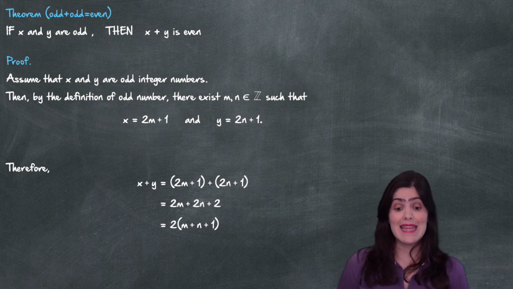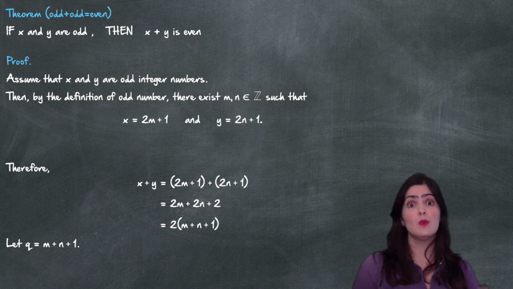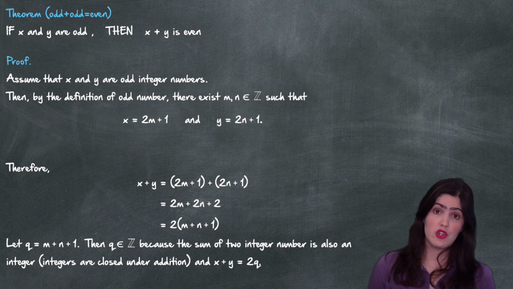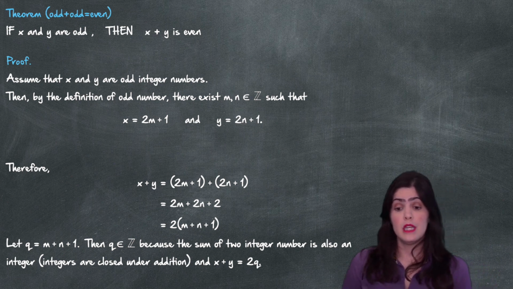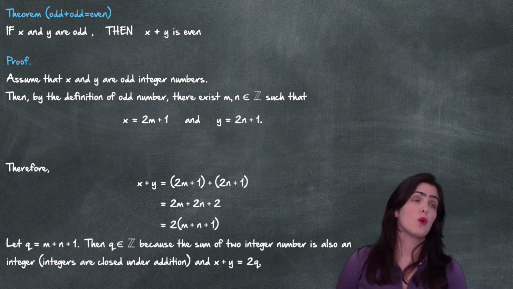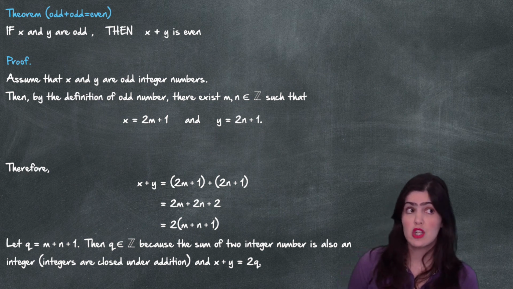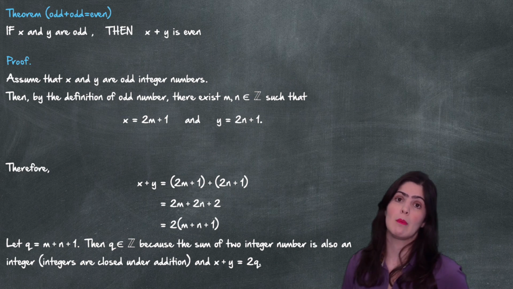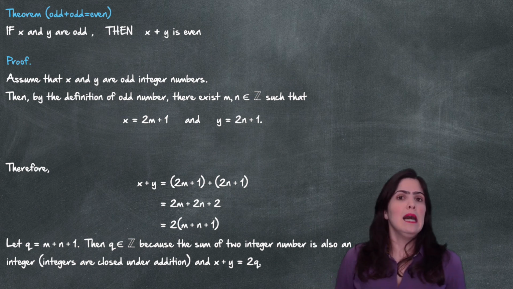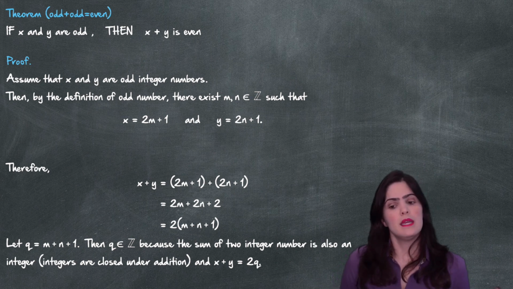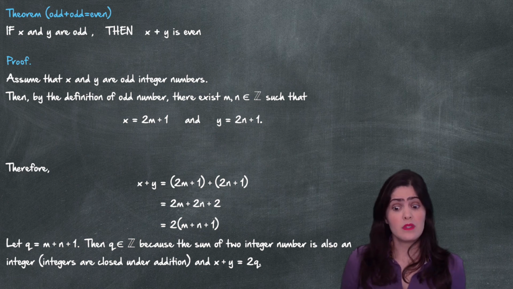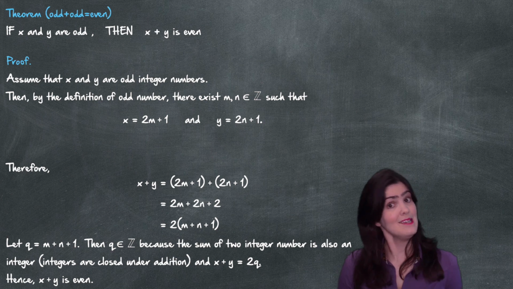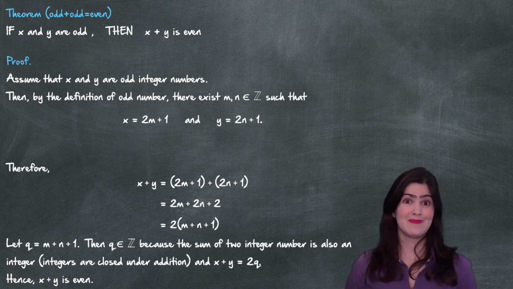And that's great, because if I take q equal to m plus n plus 1, then we have that q is an integer because the sum of integer numbers is also an integer, or like that integers are closed under addition, which is something that we're going to talk about later when we talk about real numbers. And x plus y is equal to 2q. So that's exactly what we wanted. X plus y is even, and that completes the proof.